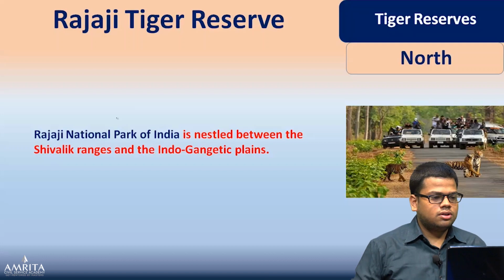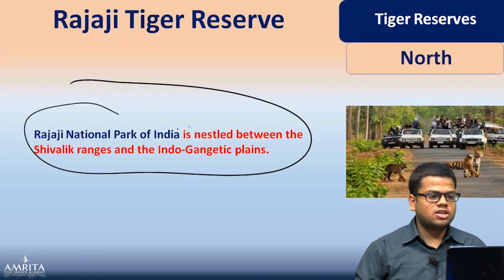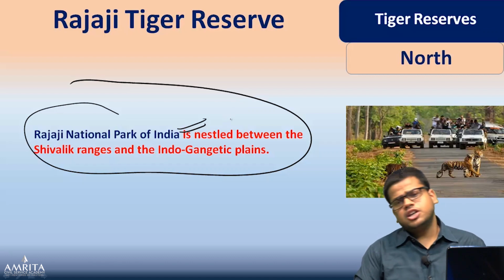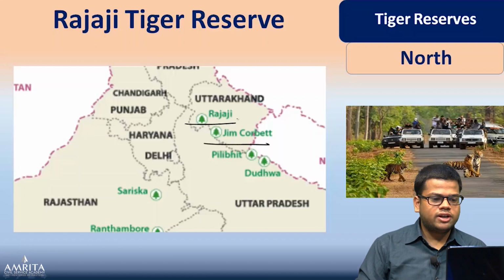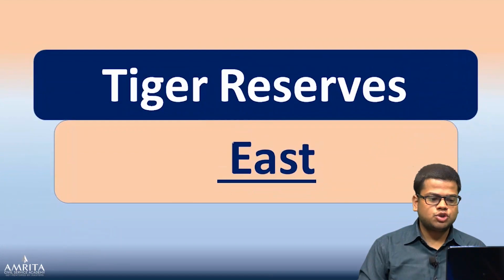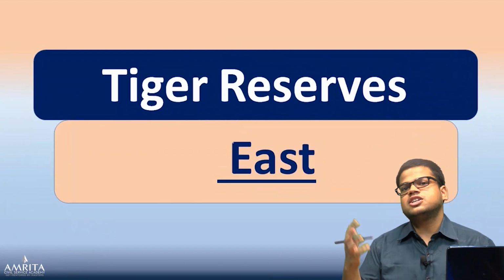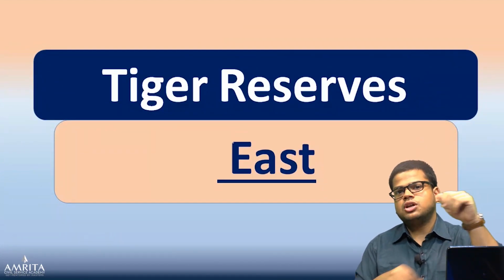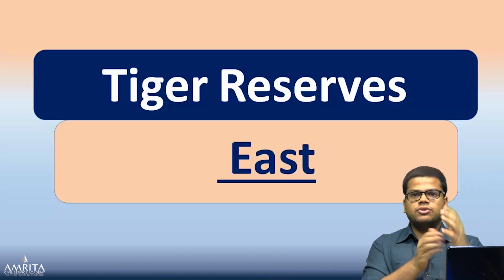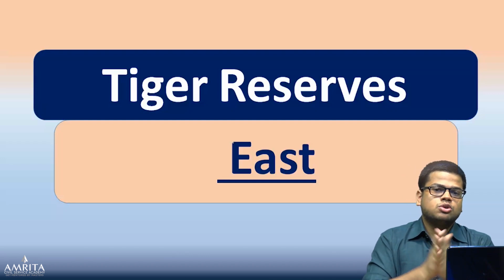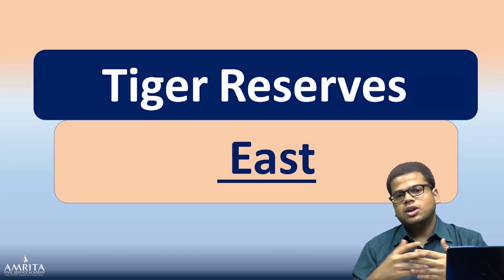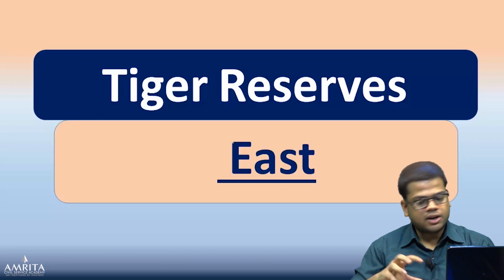Okay, so the location part: Rajaji National Park is nestled between the Shivalik Range and the Indo-Gangetic Plains. Again, just to reiterate the location, Rajaji National Park and Jim Corbett National Park. I think we should move on. So in the 4 states of the north region, that is Jammu Kashmir, Himachal, Uttarakhand and Punjab, plus Haryana, only 2 tiger reserves are there, and both are in Uttarakhand.